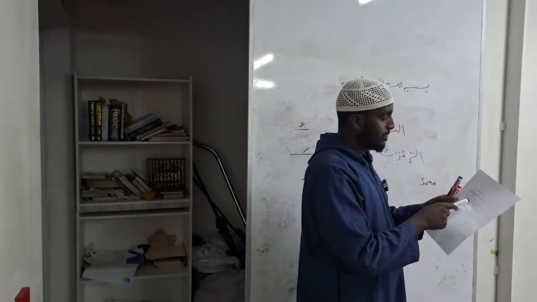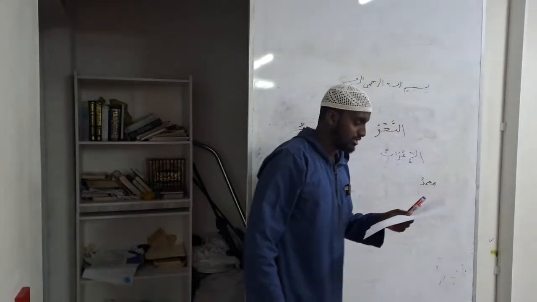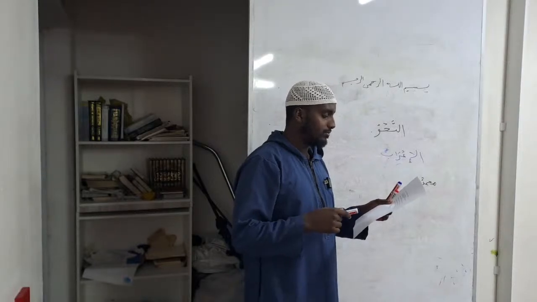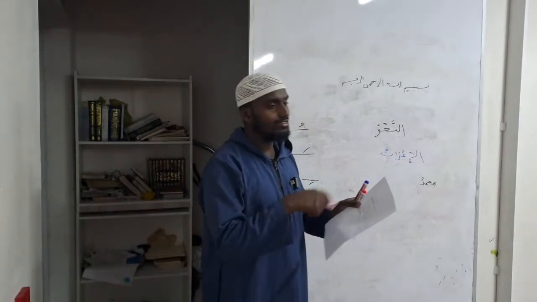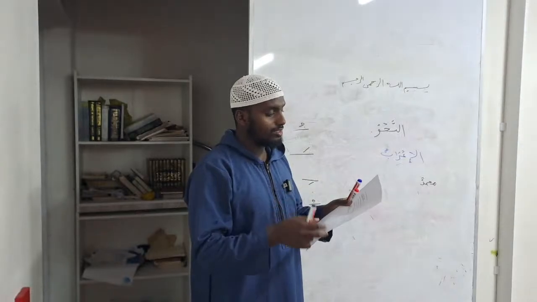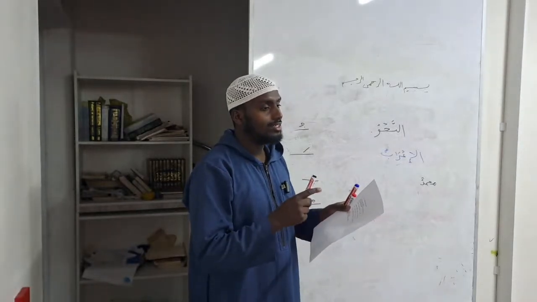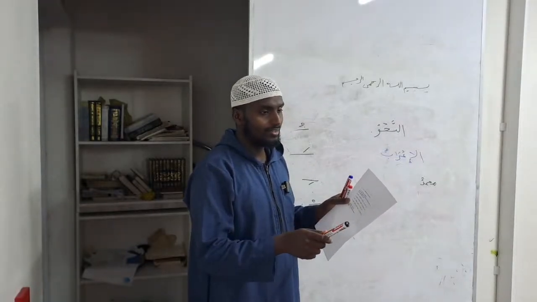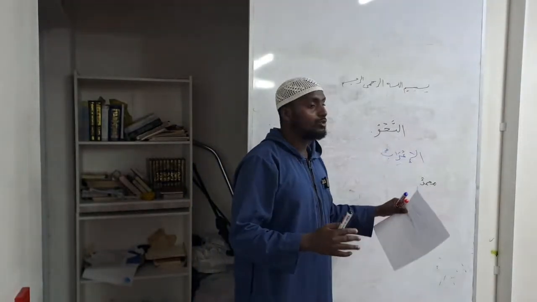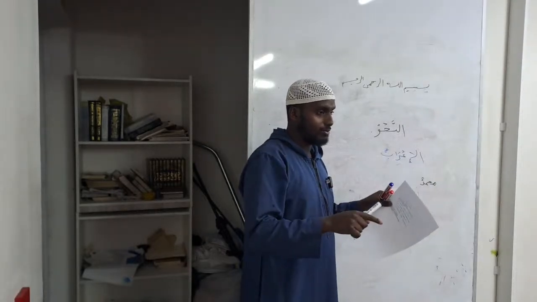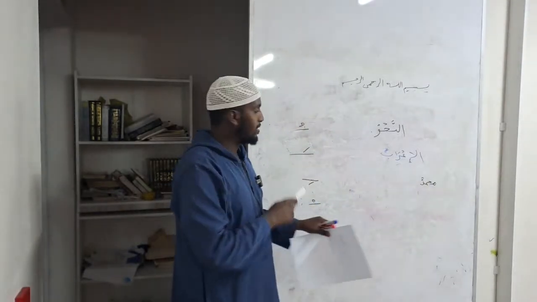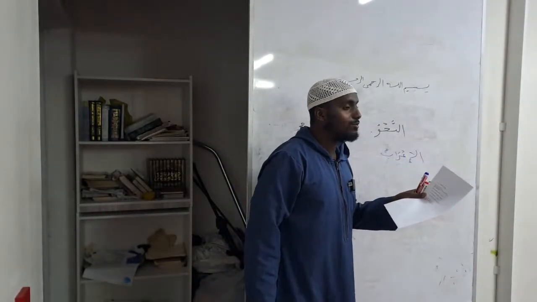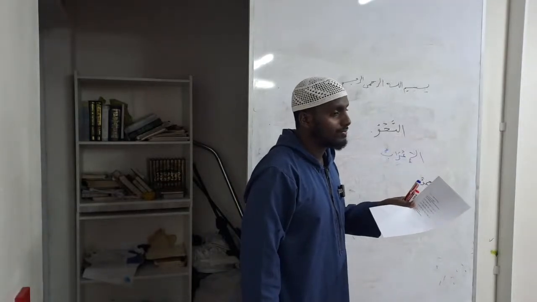So there are four states. Raf, which is the nominative case. Nasb, which is accusative. Jar, which is genitive, and jazm, which is jussive. But we leave the English words out. So what does raf mean? When the word has a dhamma, the state of i'rab is called raf. But when we refer to the word, we say this word is marfu'. Same with nasb. The sign for it is fatha.